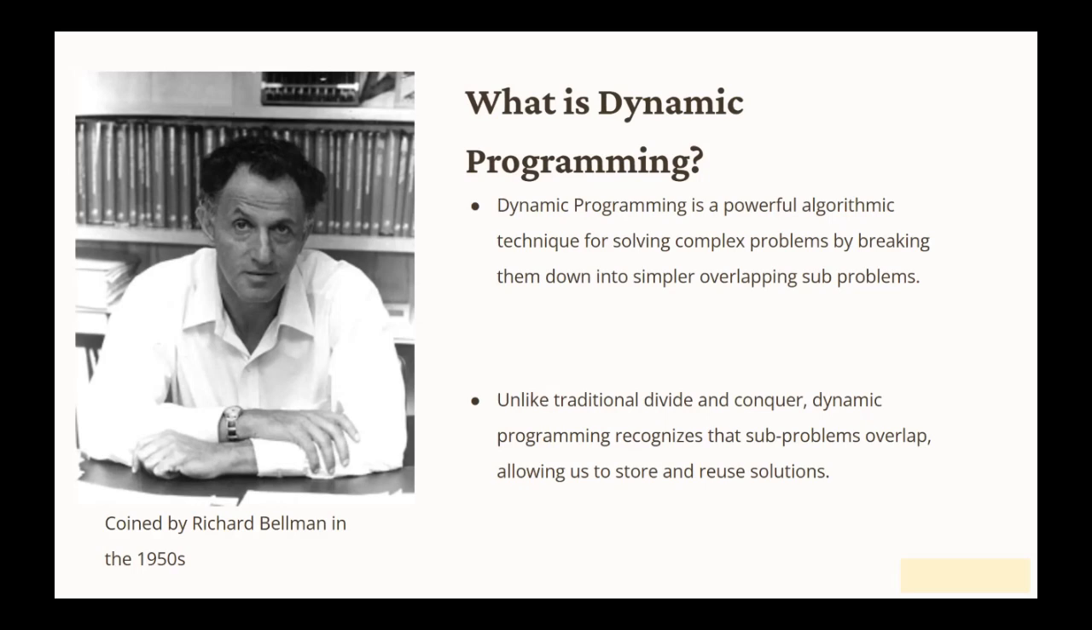So the idea of solving an original problem by solving versions of its subproblems is a very common recurring idea in algorithmic thinking. We discuss it when we talk about recursion, when we talk about divide and conquer, or when we talk about decrease and conquer. But unlike traditional divide and conquer, dynamic programming recognizes that subproblems can overlap. So that is the key distinction in dynamic programming.